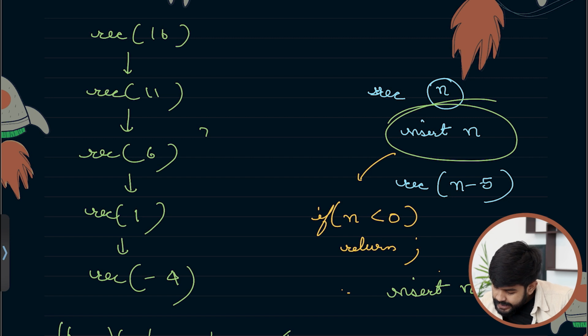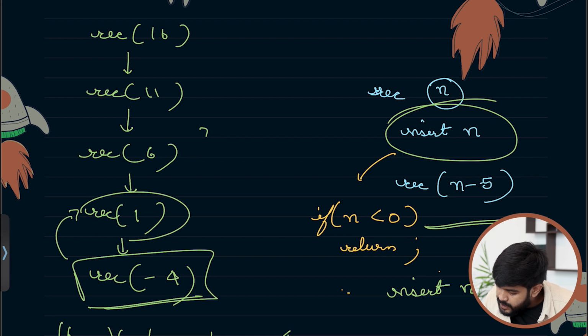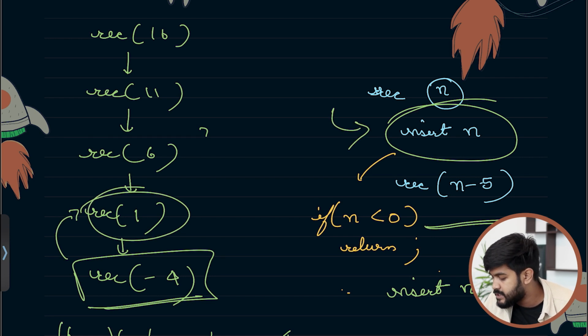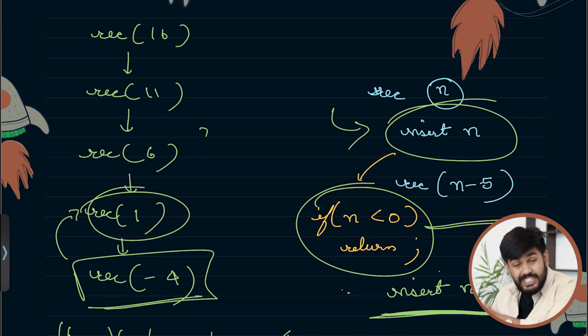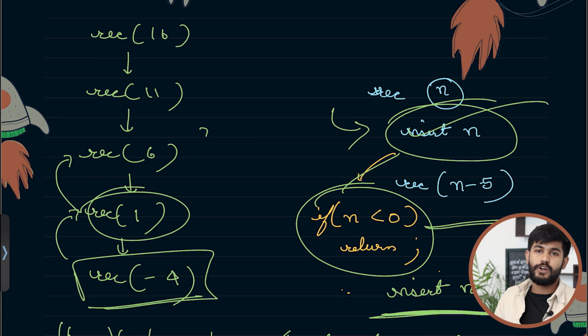This thing we would handle explicitly: if n is less than or equal to 0, return. And then in the process of coming back, when this if statement is not executed, again we would insert n. This does the magic. So in the process of coming back, we would insert 1, then 6, then 11, then 16. And this is how we are getting this output.